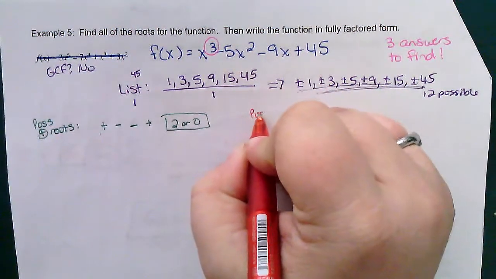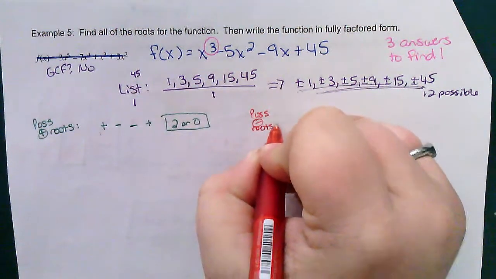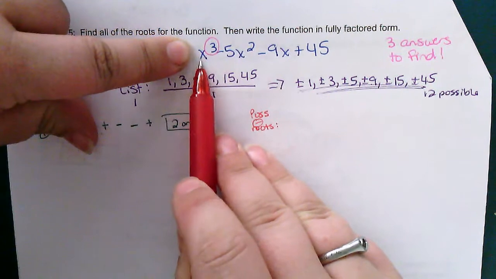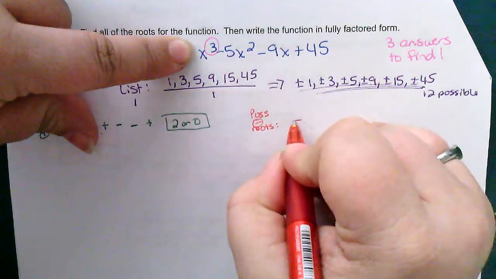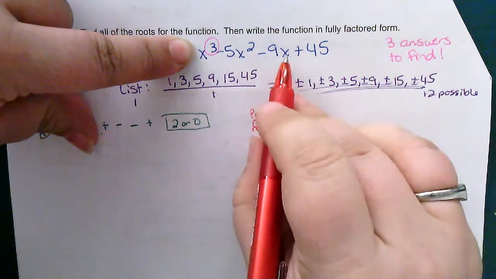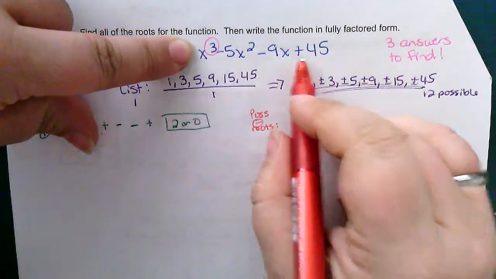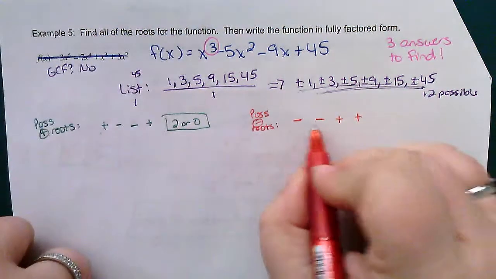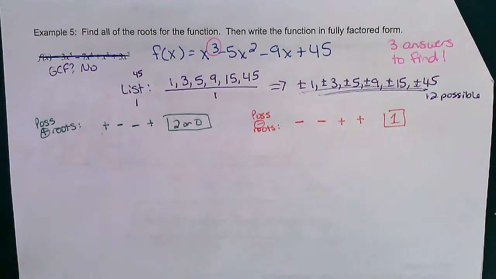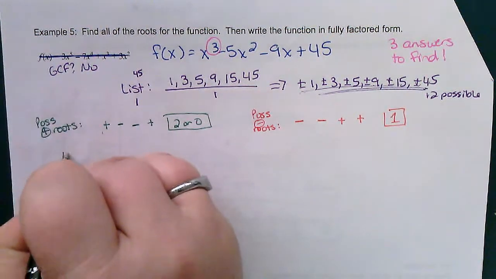And then the one that's a little more difficult, possible negative roots. Okay, so this one is an odd power, so it changes. It was plus, it becomes minus. This is an even power, so it stays. Odd power, so it changes from a minus to a plus. And this last one won't ever change. So how many sign changes do I have here? 1. Okay, now which of these is bigger? 2 or 1? Well, 2 is bigger.